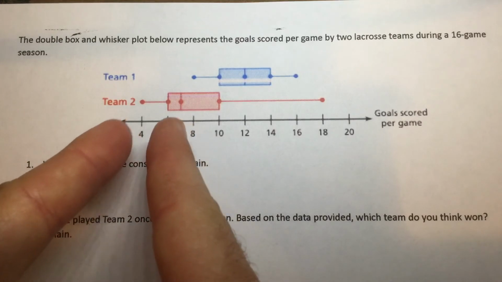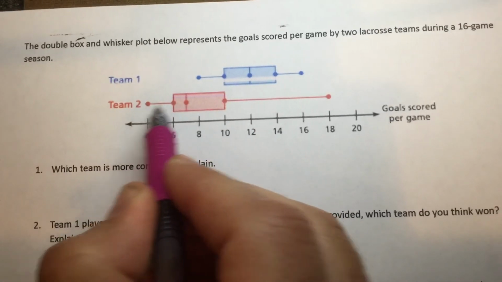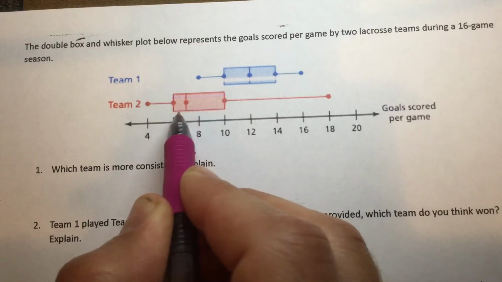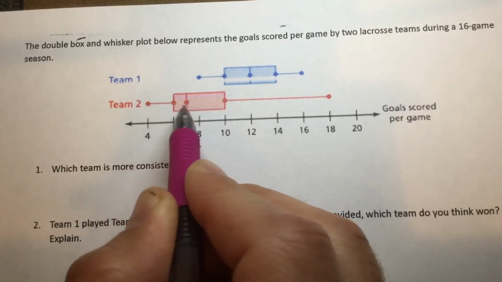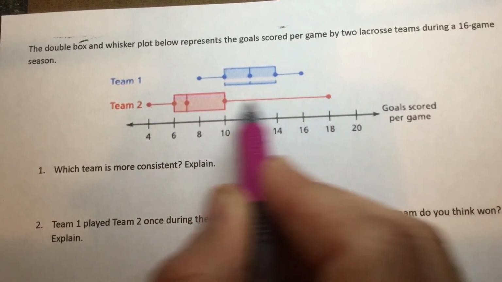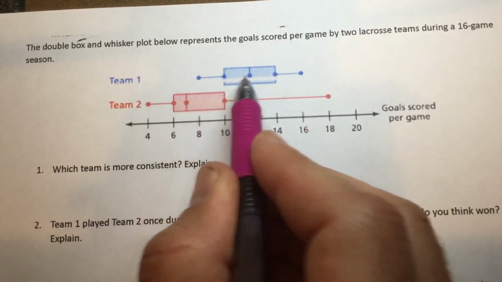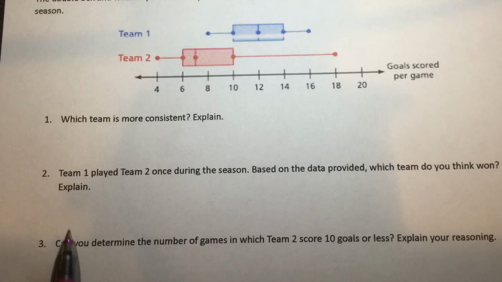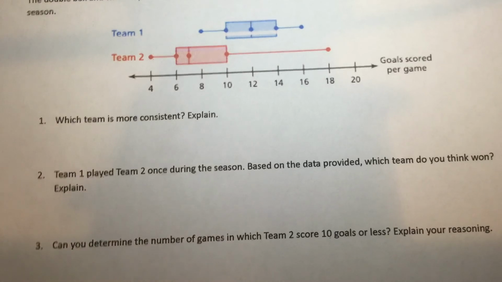With it being really compact on this end, it looks like, again, this represents a quarter of the data and a quarter of the data. So in half of their games, they scored this many goals from here to here. A quarter of their games, a quarter of their games, and now a quarter of their games and a quarter of their games. So not very consistent compared to this one. Very consistent, quarter of their games, quarter of the games, almost all the same size, right? If they said, and then this question is a great question, if Team 1 and Team 2 played once during the season, based on the data provided, which team do you think won?